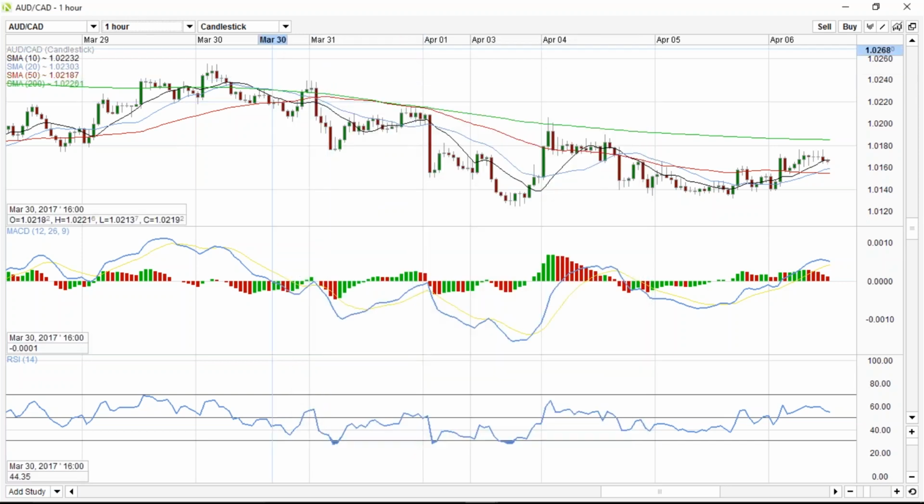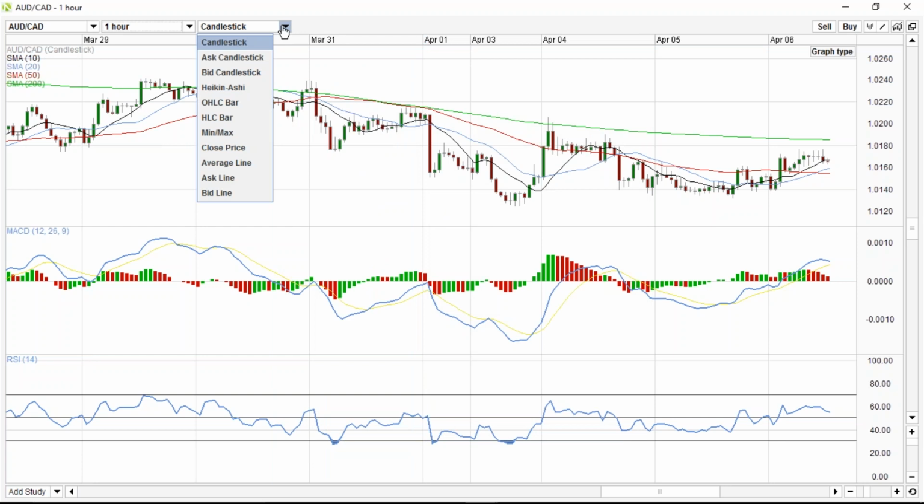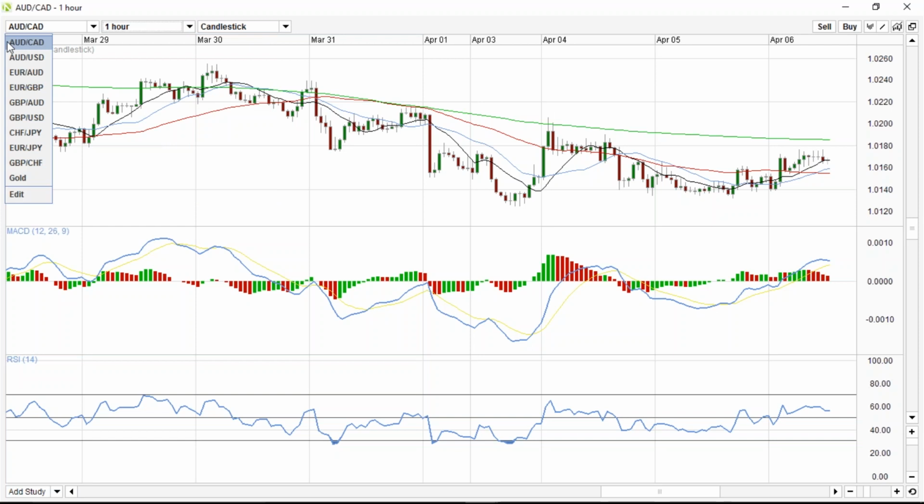Lastly, you can also choose whether your prices are reflected as a candlestick or a Heikin-Ashi, or even just an open, high, low, close bar. It's very customizable. Just pick the one that you're most happy using. Okay? All right, so getting back to the trends now.